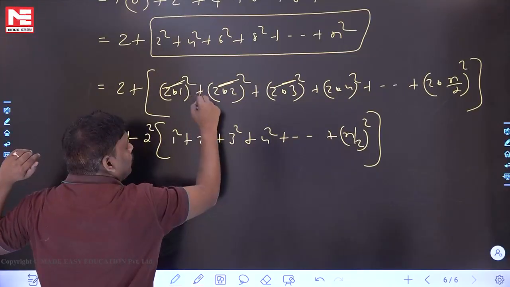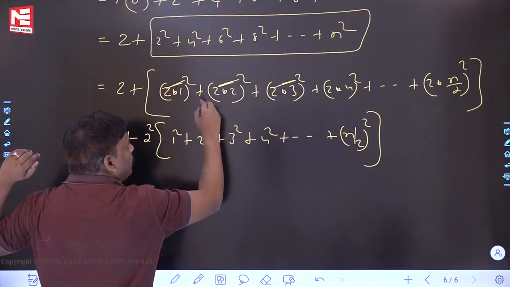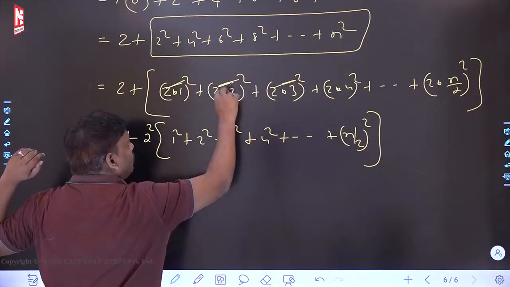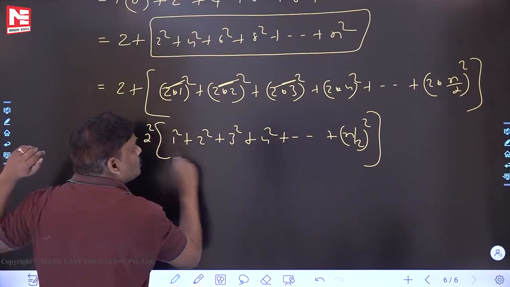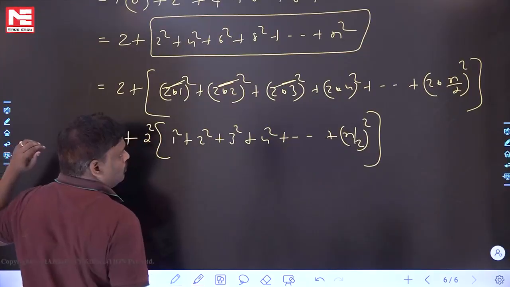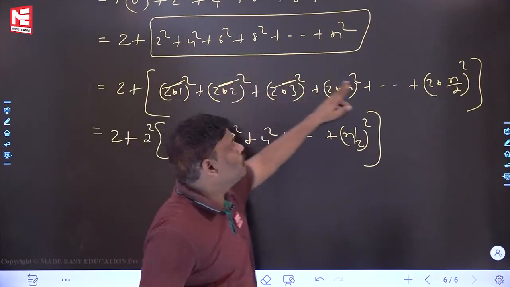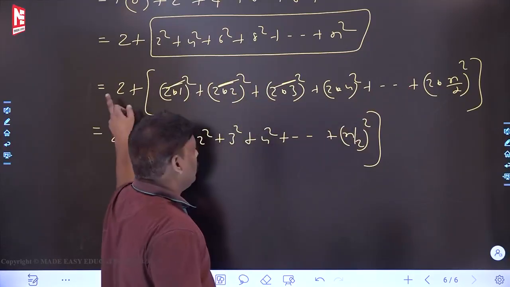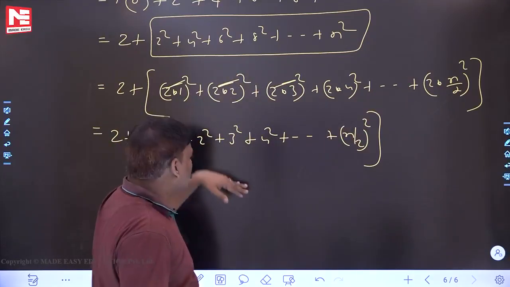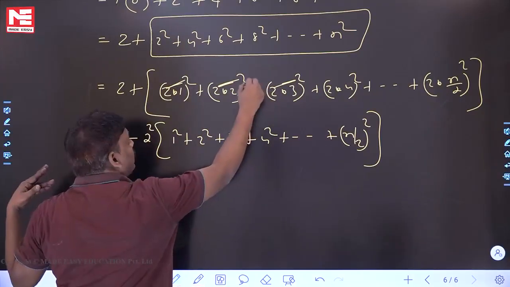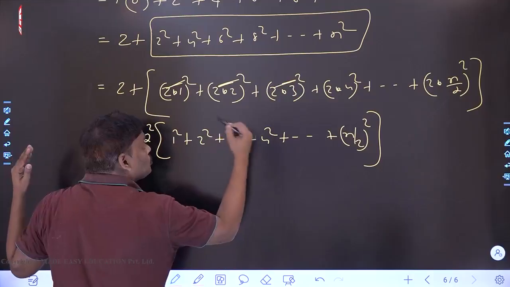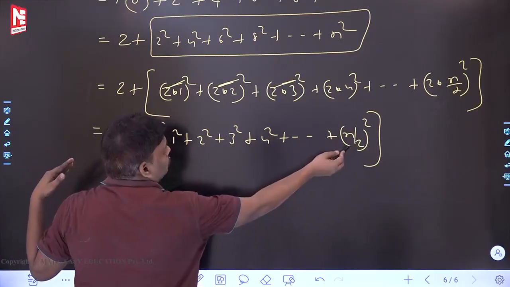I am converting the sum of n by 2 even number squares into the sum of n natural number squares, n by 2 times. Only n by 2 terms are there, because all are even numbers. Here even number squares are there. Now I made it the sum of n natural number squares, but in the place of n, n by 2.